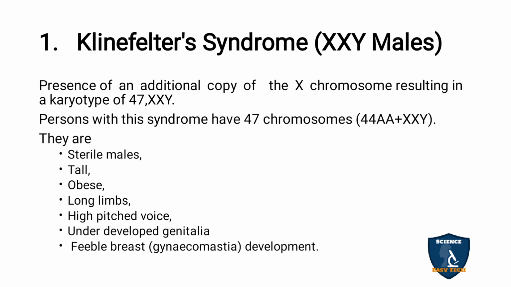Underdeveloped genitalia. Genitalia is the sex organ, which is not well developed, and female breast is developed. So they are called gynecomastia. That is, the female breast development is seen in males because of the presence of two X. Due to the 2X, they show some of the characteristics of the female, like feeble development, but it won't involve the production of mammary glands.